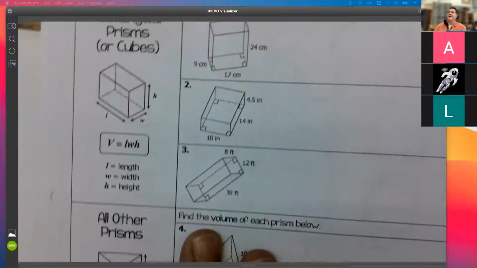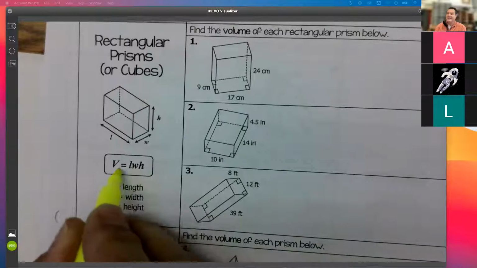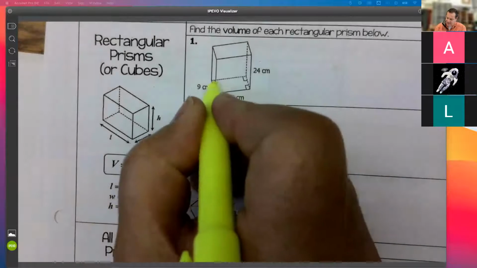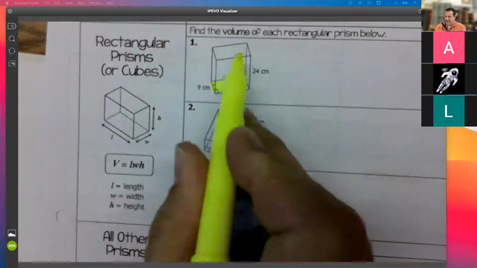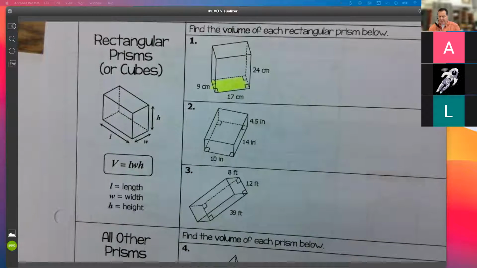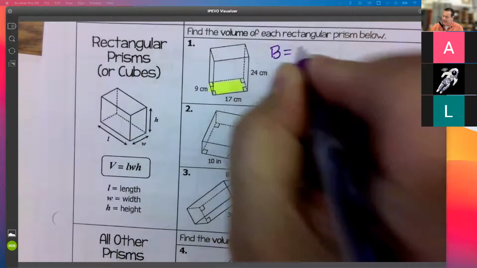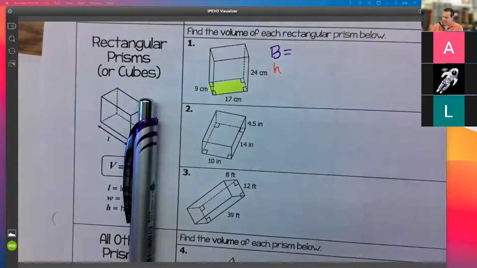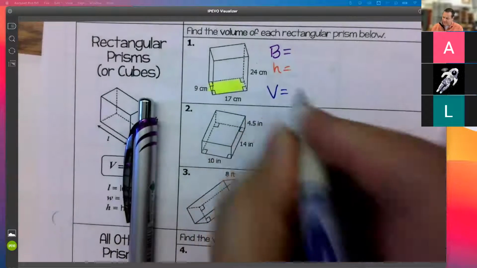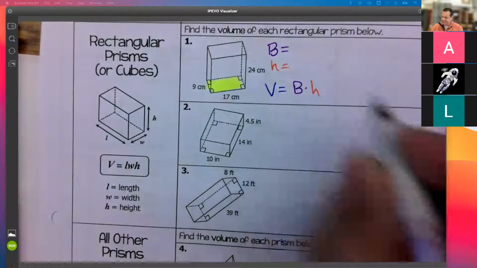But in order to find the volume of any prism or cylinder, instead of using this customized one, we can just use the area of the base times the height. So what I'd like to ask you to do is this. You're going to find the base. You're going to find the height that we're talking about. And then you're going to do the formula, the volume equals base times height.